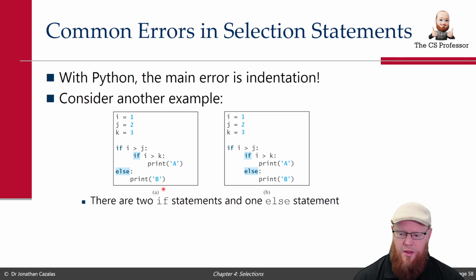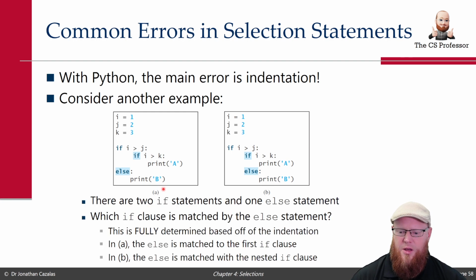Another example, we can open this all the way up. Here we have two if statements and one else statement. If you look here on the left, we have two if statements and an else. Here we have two if statements and an else. But notice the else statements here: one of them is aligned with the if on the left, and this else statement here is aligned with the inner if statement. So the question is, which if clause is matched by the else statement?